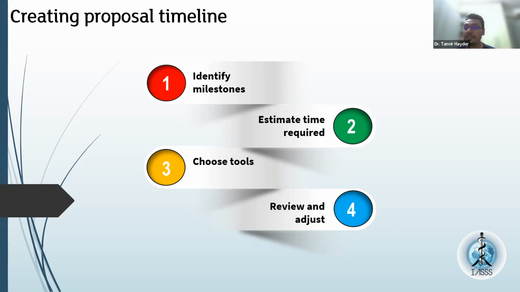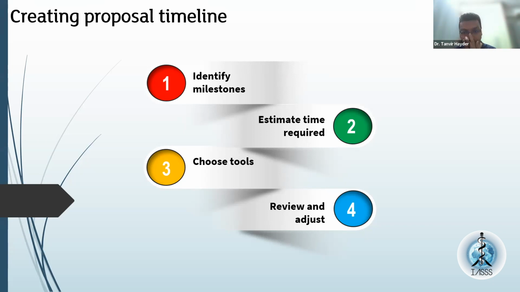Then review and adjust. As I was talking about in the estimate time required segment, nothing is certain. So everything is variable. For example, you are going out to collect data, but the school has closed down, or there has been some sort of emergency in that area, for example, an earthquake or something else. So you cannot go to do data collection, and your study will be delayed. Or you have fallen sick, or some sort of emergency has happened, for example, COVID, which put the entire world at a halt for 2 to 3 years. Something like that has happened. So you have to be flexible about that.